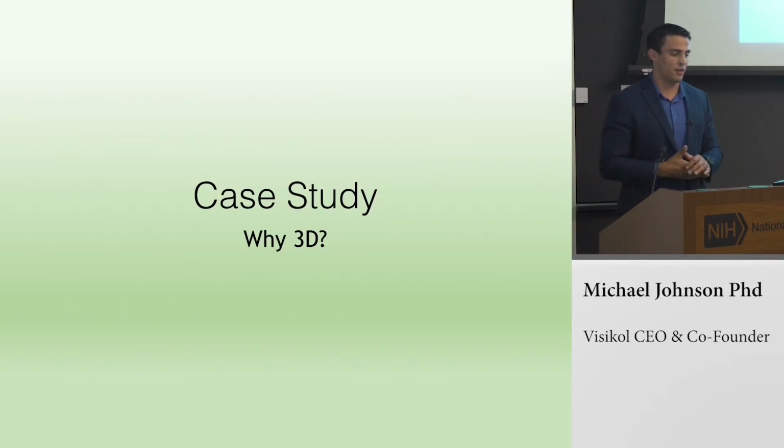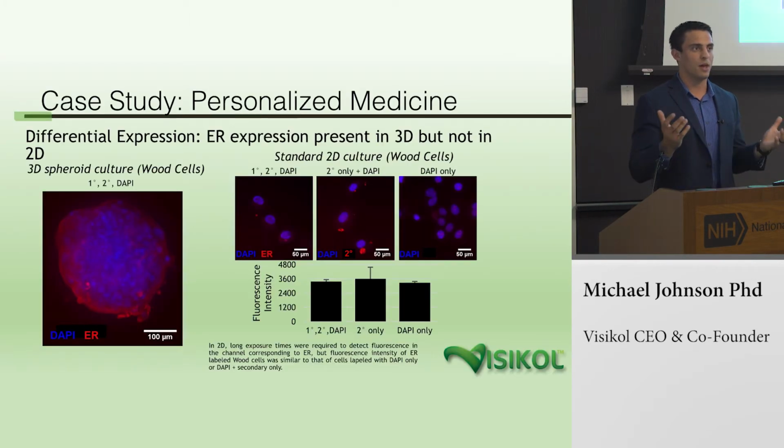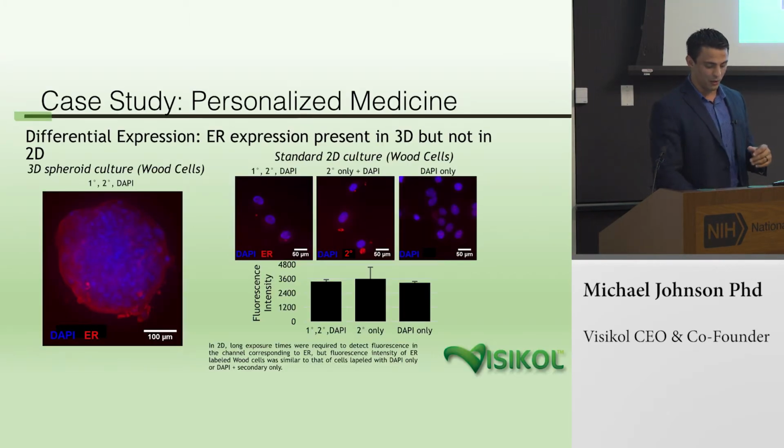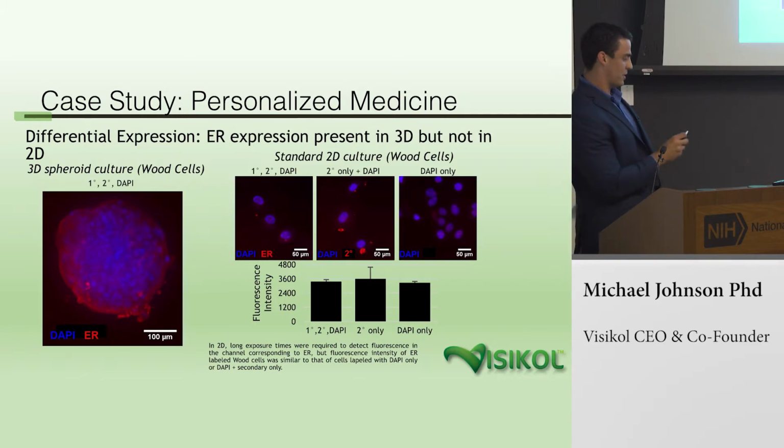Now, the first case study I was going to dive into is really digging into why 3D is important. A lot of folks just say 3D is better, and it's good to understand that there are some specific case studies on why just growing models in 3D is actually better. So what I have on the screen behind me here is a cell line from a company called Solaria, up in Boston. This cell line expresses ER from the patient it was derived from.